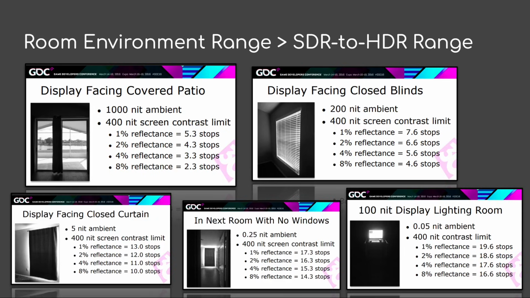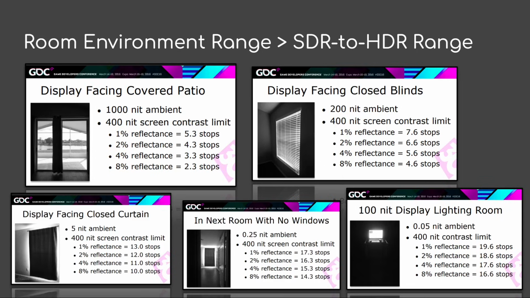Based on if you had a 400 nit screen in that environment and you knew what the reflectance was on the screen, somewhere between, say, 1 to 8%, it would tell you how many stops of contrast you have in that environment, like real contrast, what you see as black and then what you see as white on the physical display. So in that first room with lots of light, you'd only get 2.3 to 5.3 stops. And by the time we get to the last room, which is really dark, you get anywhere between 16.6 to 19.6 stops.